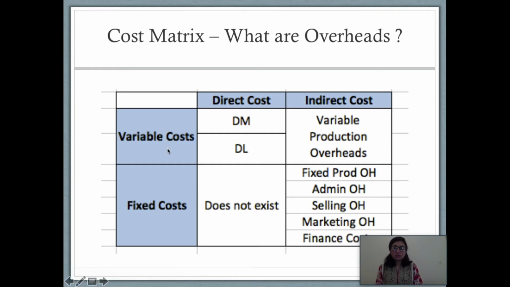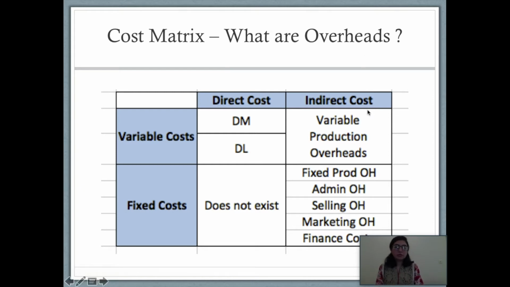Variable costs can be both direct and indirect, as we can see in this table. Variable costs that are direct are also known as direct material and direct labor. There are no other direct costs apart from these two costs. This is a comprehensive list of costs in this cost matrix. So all variable costs that are direct in nature are only two: direct material and direct labor. And these are also called prime costs. Prime, why? Because they are prime to the production of your units, right?